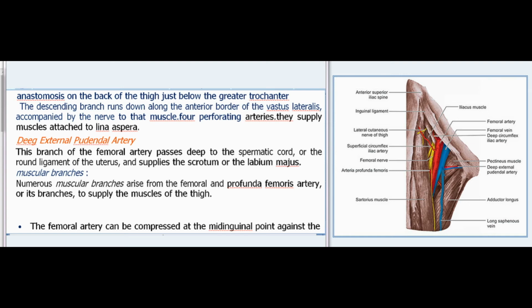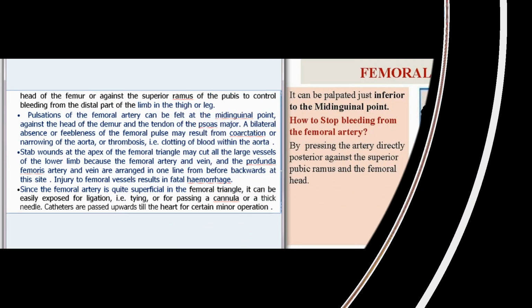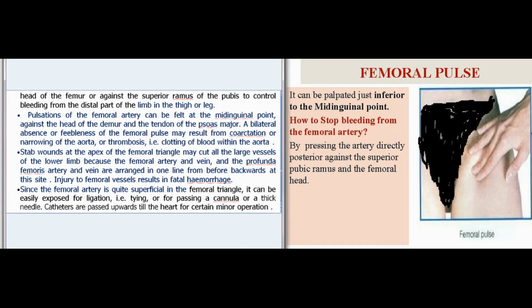The femoral artery can be compressed at the midinguinal point against the head of the femur or against the superior ramus of the pubis to control bleeding from the distal part of the limb in the thigh or leg. Pulsations of the femoral artery can be felt at the midinguinal point, against the head of the femur and the tendon of the psoas major. A bilateral absence or feebleness of the femoral pulse may result from coarctation or narrowing of the aorta, or thrombosis, i.e. clotting of blood within the aorta.